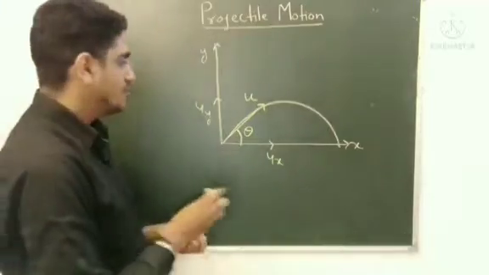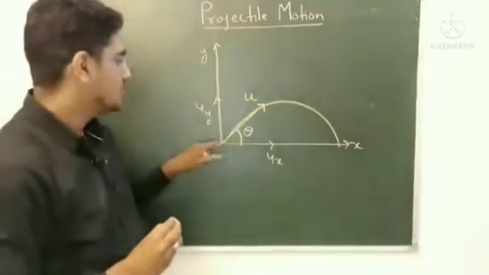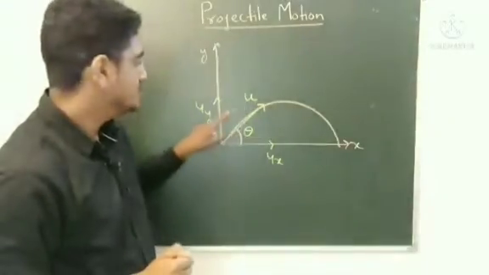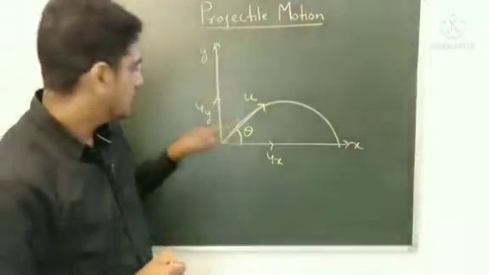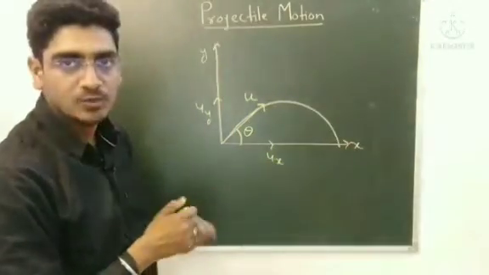So first, what we have to do is take a particle. Its speed is u. Basically, we throw the particle with the initial speed u. We resolve this u into two components, one along the vertical direction and the other along the horizontal direction, uy and ux.